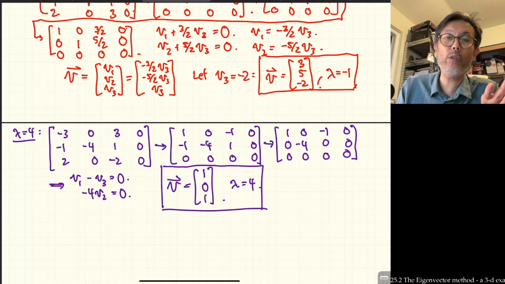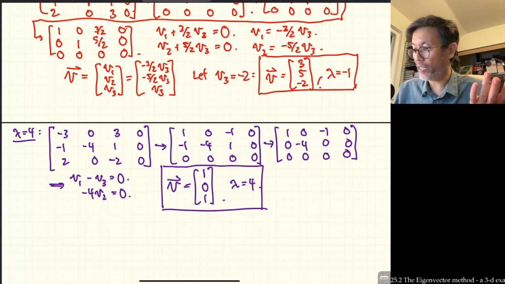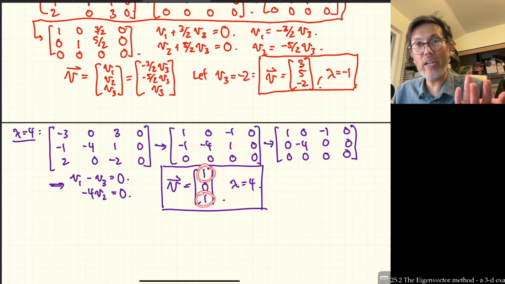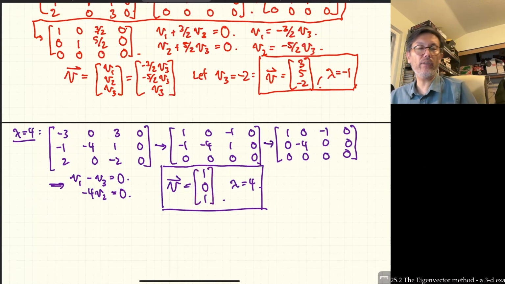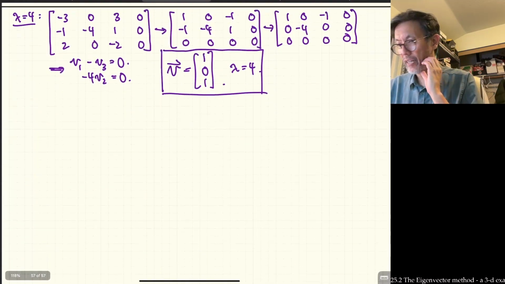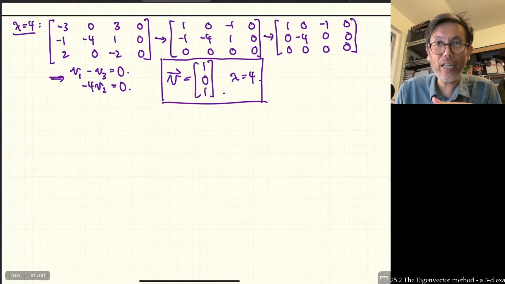What that's saying is that V1 must be equal to V3. Hence, I chose V1 to be 1, and that forces my hand in V3. It must also be 1. So this V here is an eigenvector. Yes? Cool? Great? Okay. Let's play this game one more time.